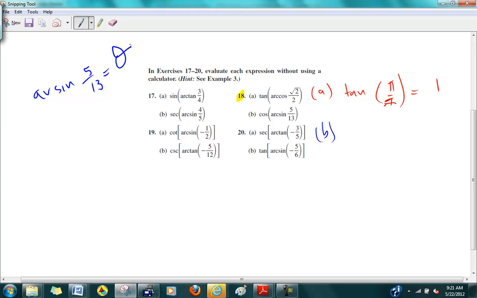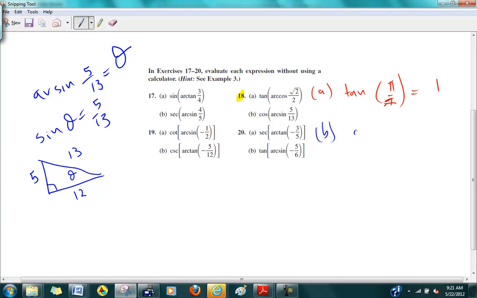I'm going to denote my angle by a Greek letter theta. So that statement is the same thing as saying sine theta is 5 over 13. These two are equivalent statements. So you've got a triangle here. This is theta. Opposite side is 5. Hypotenuse is 13. Adjacent is 12.